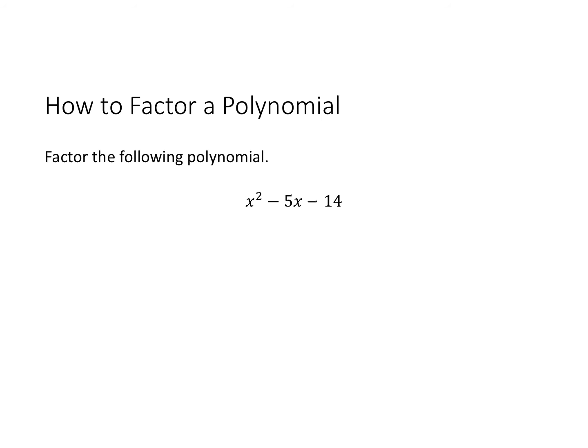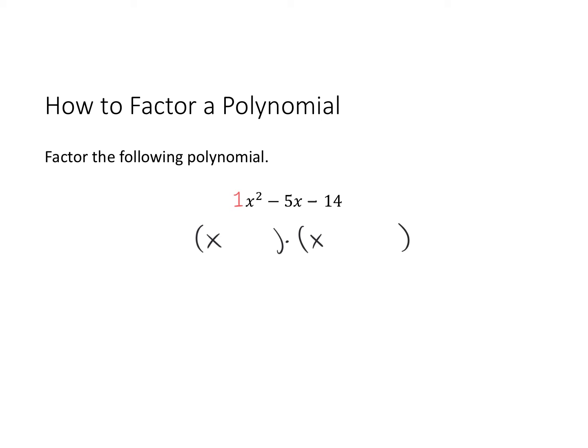Let's take a look at this example. We've got x squared minus 5x minus 14. So again, notice that this trinomial has a leading coefficient of 1. So we want to factor this polynomial. Let's go ahead and break it down into two factor pairs. The first factor will start off with x and x, because x times x is x squared.